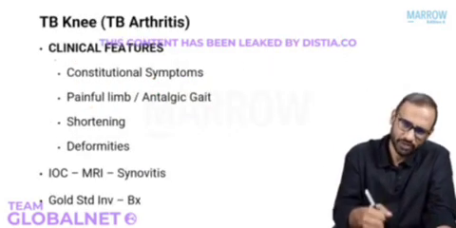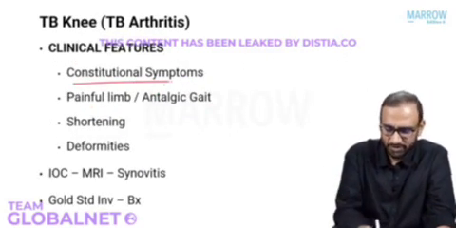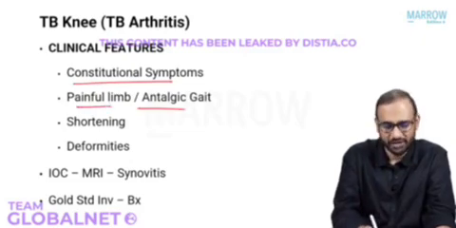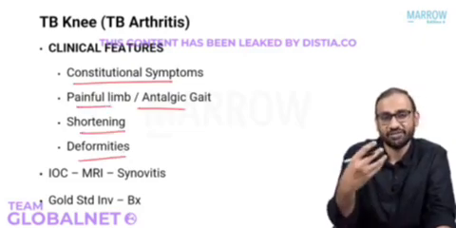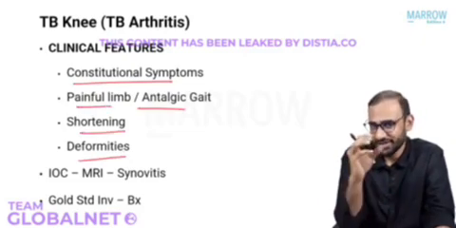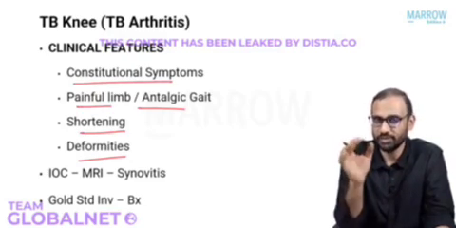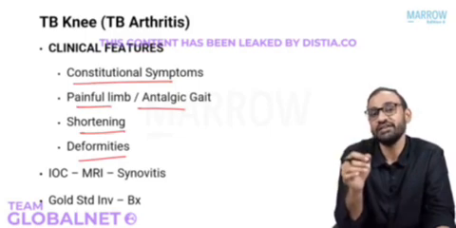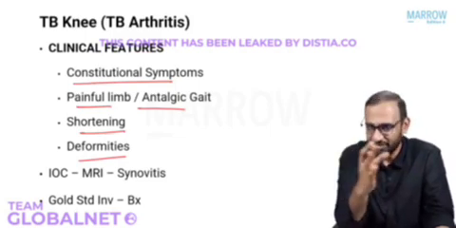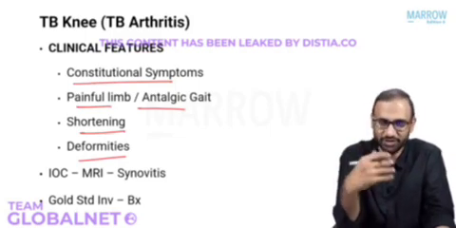The patient will have tuberculosis of the knee. There will be constitutional symptoms, painful limb, antalgic gait. There will be shortening and deformities. And what will be the attitude of the knee? Because there is synovitis initially, there will be swelling, there will be tense capsule, and there will be pain. So patient will keep the knee in slight flexion, 5 to 30 degrees. That is the position of ease of the knee.